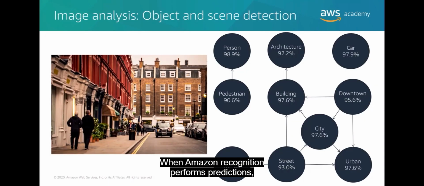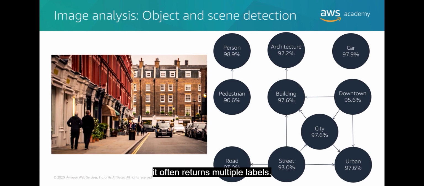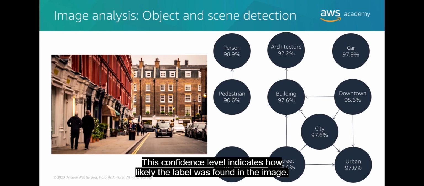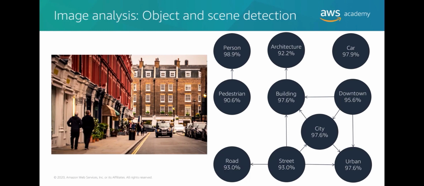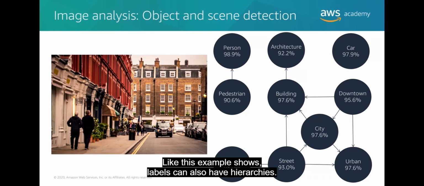When Amazon Rekognition performs predictions, it often returns multiple labels. Each label has a confidence level. This confidence level indicates how likely the label was found in the image. Like this example shows, labels can also have hierarchies.